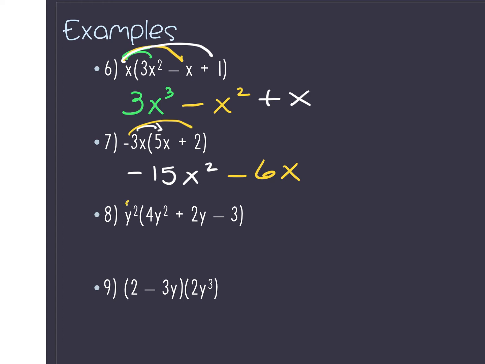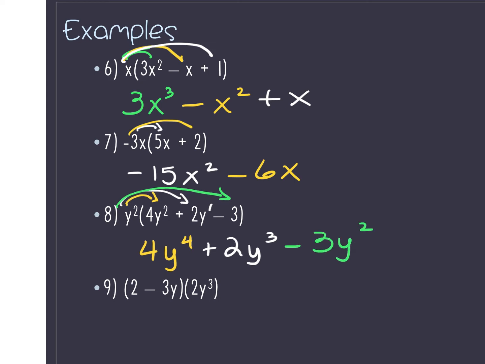So y squared times 4y squared. Again, we're adding the powers on that y, so 4y to the 4th. Then I need to distribute it to the 2y. This will give me 2y to the 3rd. Remember, this has an assumed 1. 2 plus 1 is 3. And then lastly, distribute the y squared to the negative 3, which gives me negative 3y squared.